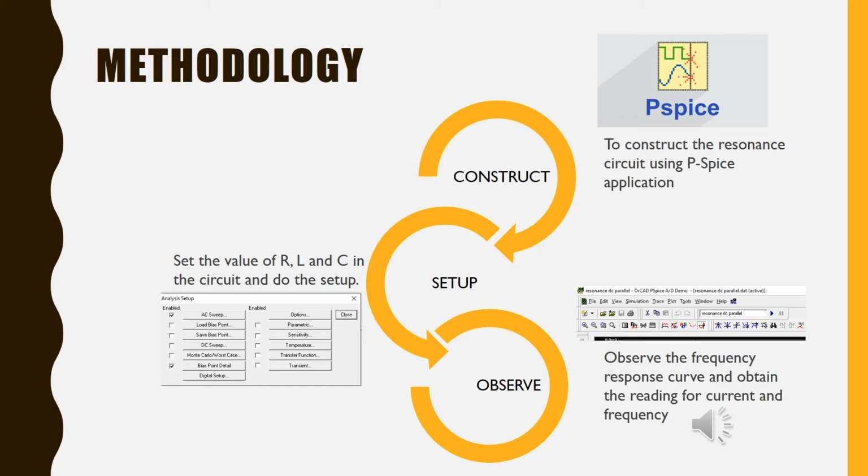For methodology here, we have 3 parts: to construct, to set up, and to observe. To construct the circuit, we use the PSpice application, and for setup, the students need to set the value of R, resistor, L, inductor, C, capacitor, and the value of the voltage source, which is V sine. And the student has to do the setup and simulate the circuit. From the simulation, the student will obtain the output graph, and they can observe the frequency response curve and obtain the reading for current and frequency.